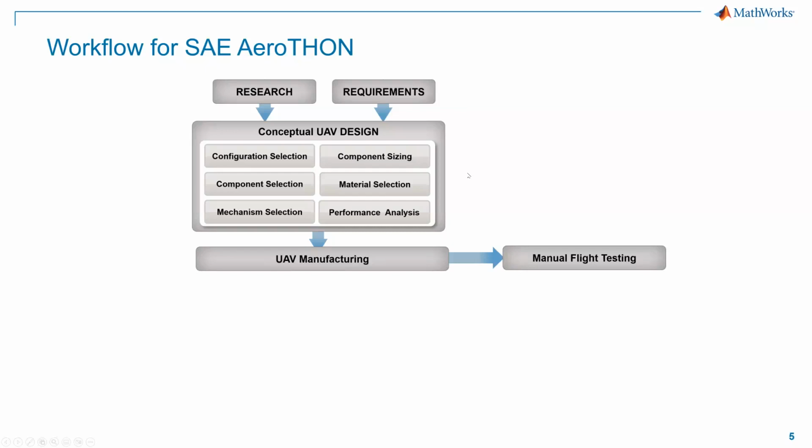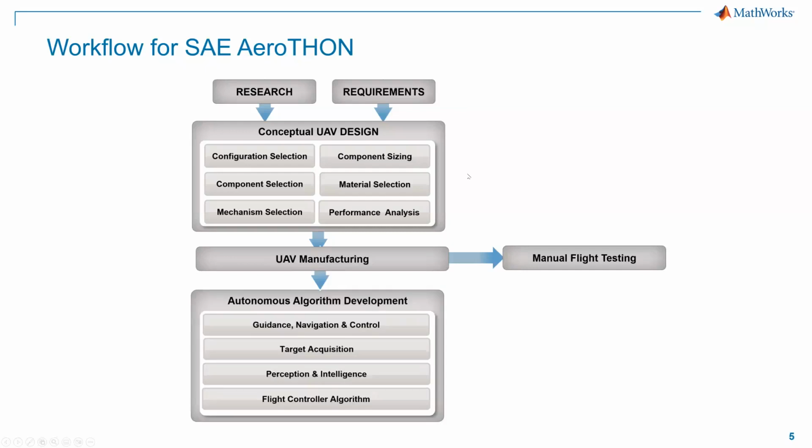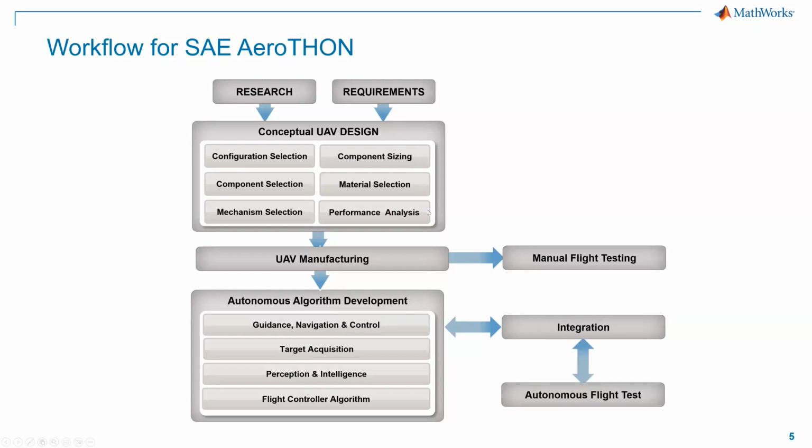But SAE AeroTHON demands an autonomous flight as well, and here we go for autonomous algorithm development. The autonomous algorithm development comprises the development of guidance, navigation and control, target acquisition, perception and intelligence, and finally developing the flight controller algorithm. This flight controller algorithm would be integrated on some hardware. This hardware can be your PX4 autopilot or some other one. Once this integration is done, we go for autonomous flight test. So this is the workflow which is used for the SAE AeroTHON competition.